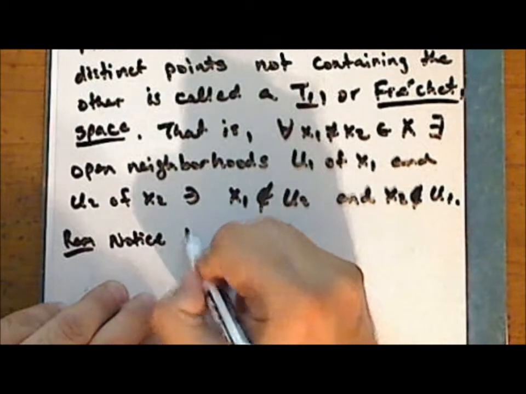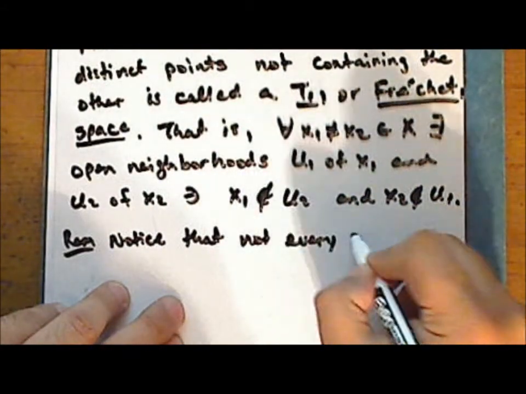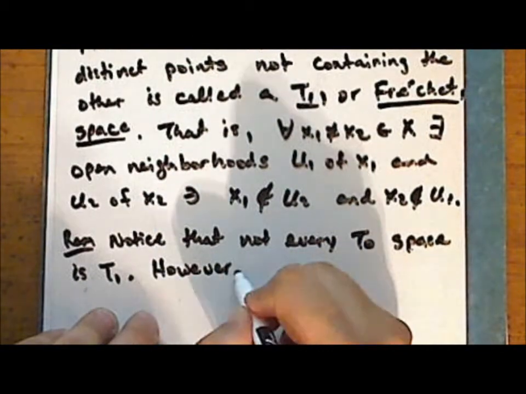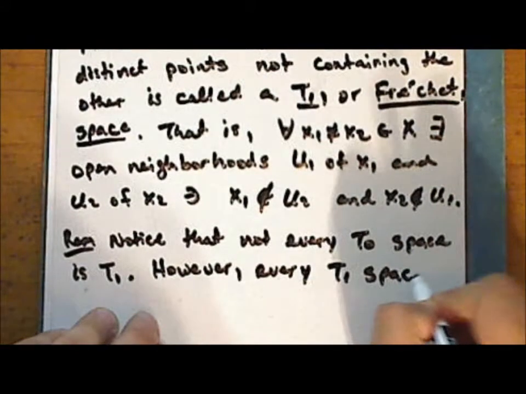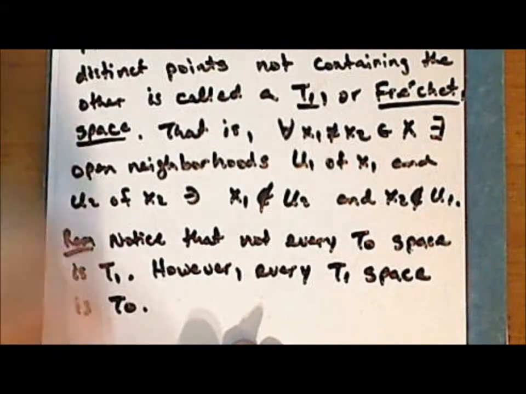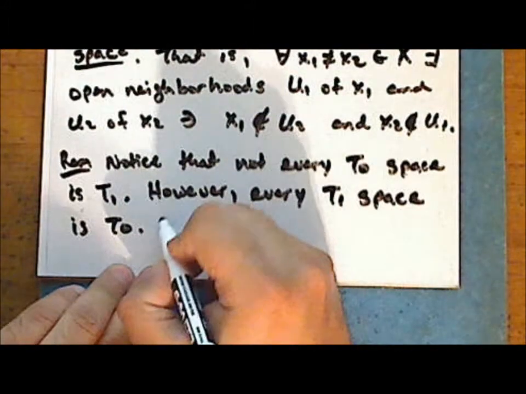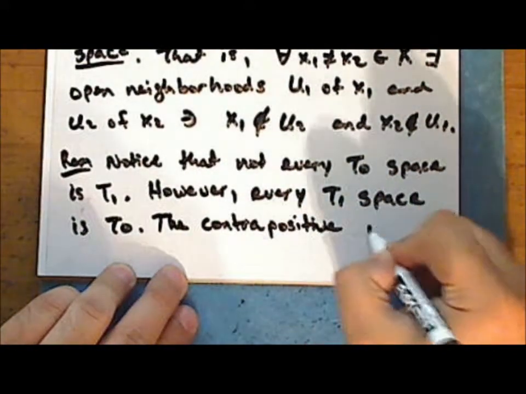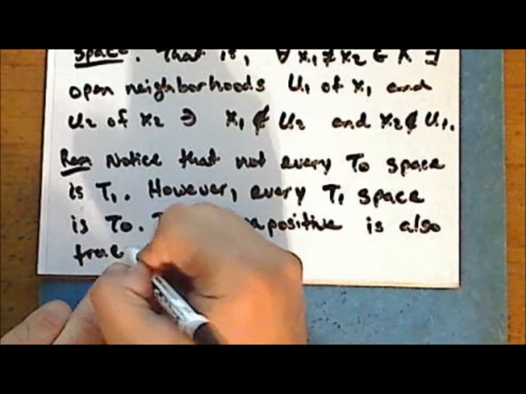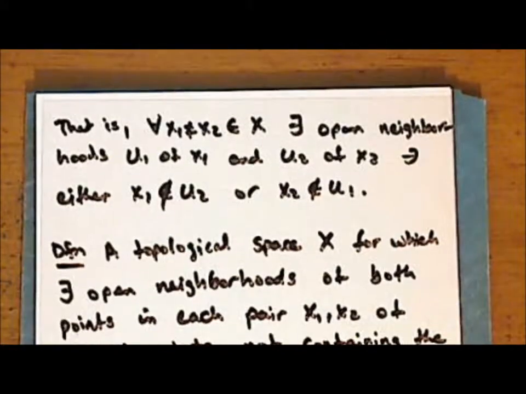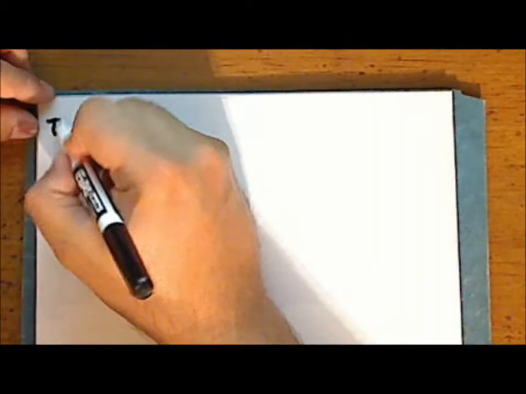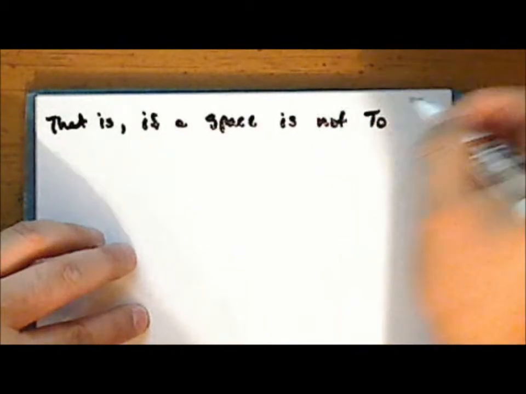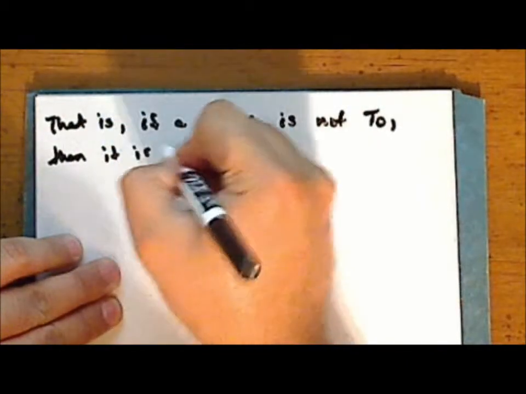So notice that not every T0 space is T1. However, every T1 space is T0. And the contrapositive is also true. Well, let me state it, the contrapositive: that is, if a space is not T0, then it is not T1.